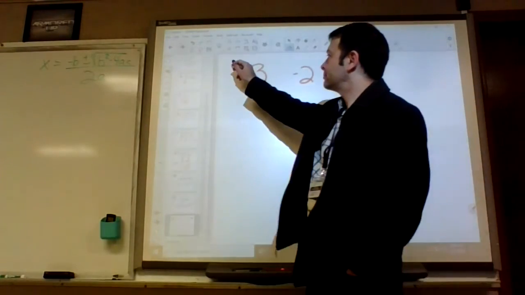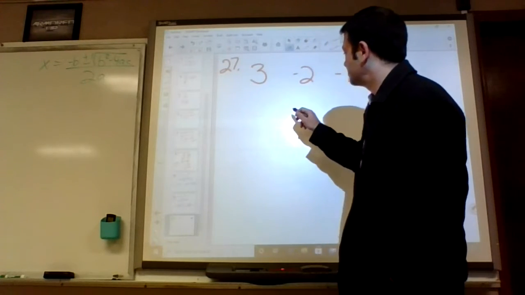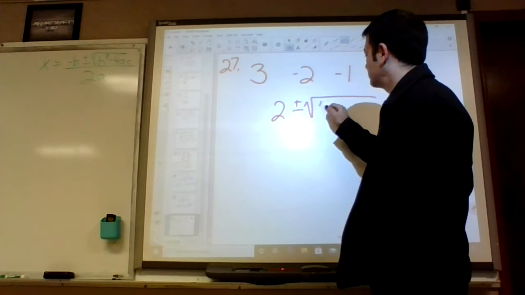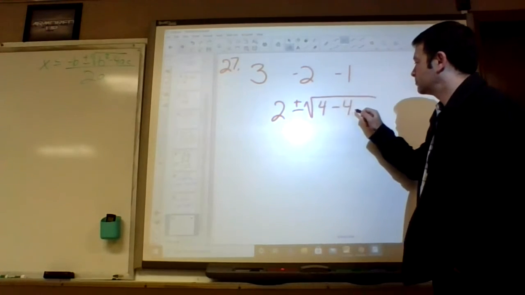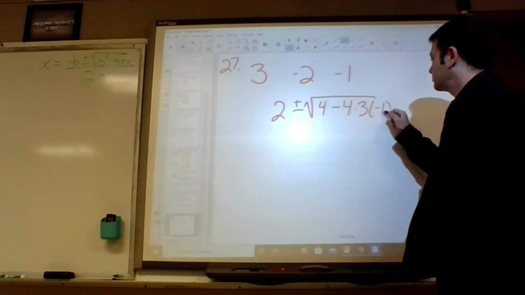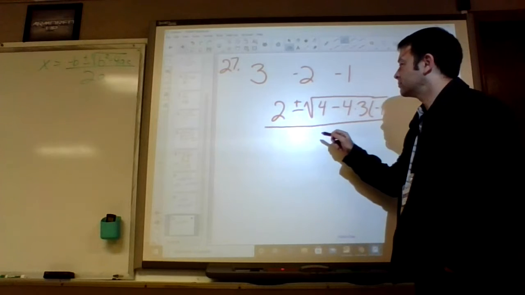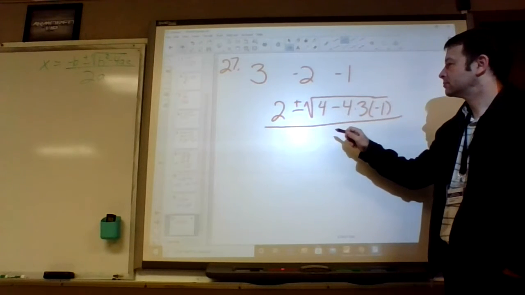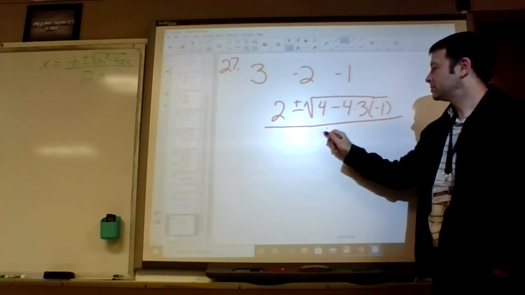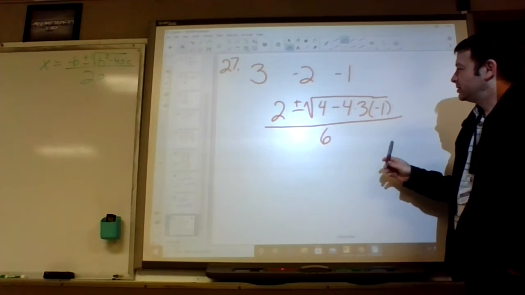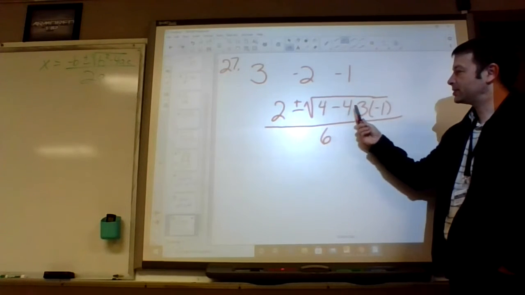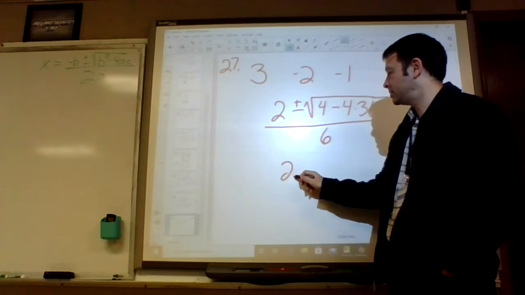And then, so you have 2 plus or minus the square root of 4 minus 4 times 3 times negative 1, over 6. Alright. 4 times 3 is 12. 2 negatives make it positive. 4 plus 12 is 16. Okay, square root of 16.